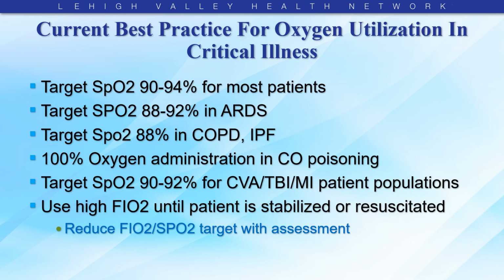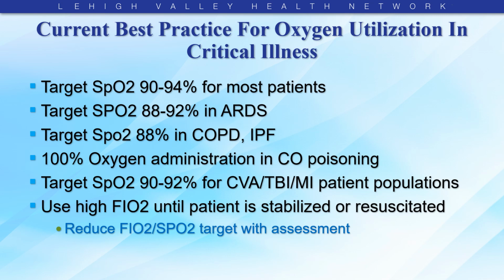So the current practices for oxygen utilization in critical illness: we want to target an SpO2 of 90 to 94% for most patients, and an SpO2 of 88 to 92% in ARDS. As I said, during COVID, we were at 85%. Again, we don't need high saturations, okay? 90% is fine. I think ACLS says usually keep saturation at 94%, and that's the current recommendation. In COPD and pulmonary fibrosis, 88% is adequate.